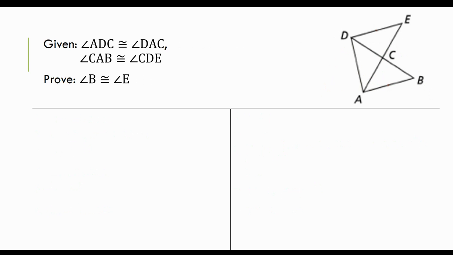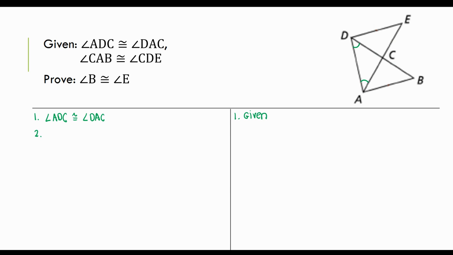Okay, please sketch this picture. All right, so let's write down our first given. We know that angle ADC is congruent to the angle DAC. So I'm going to mark that carefully. So ADC, that is this angle, is congruent to angle DAC. That's this angle.